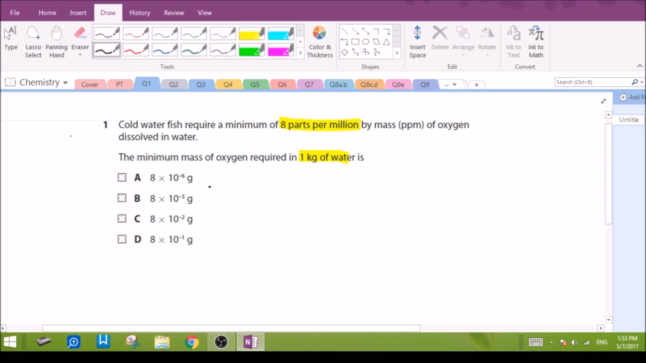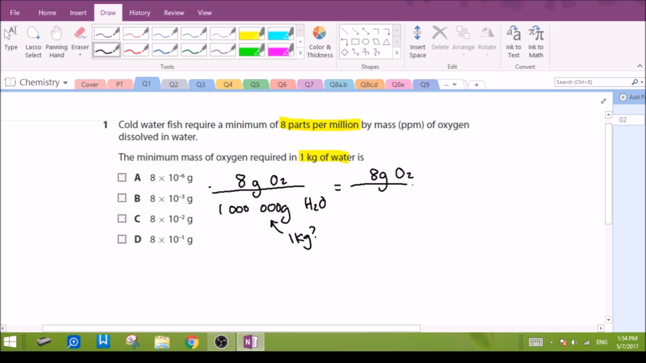Right, so let's write out the expression first in terms of parts per million. Since it's 8 parts per million, we can say that it's also 8 grams of oxygen per every million grams of water. That is how we get parts per million, right? And then our aim is to convert or to express the denominator in terms of 1 kilogram. So leaving the numerator as it is, 1 million grams will be 1000 kilograms of water.